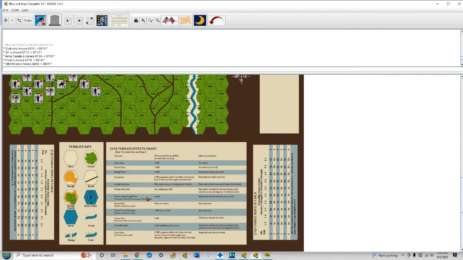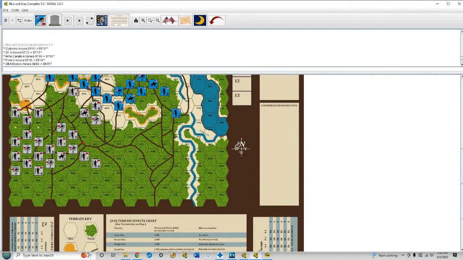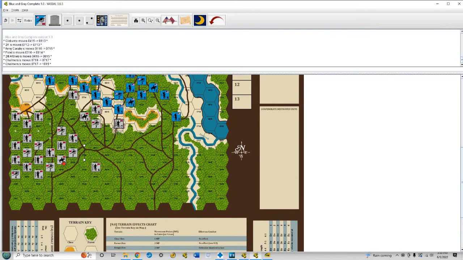Roads require 1 movement point to enter, no matter what the surrounding terrain is. So if we're moving along a road with this infantry here, and he can go 6, we can go 1, 2, 3, 4. We've got to stop here, but he can go 5 and 6 if that's all clear.